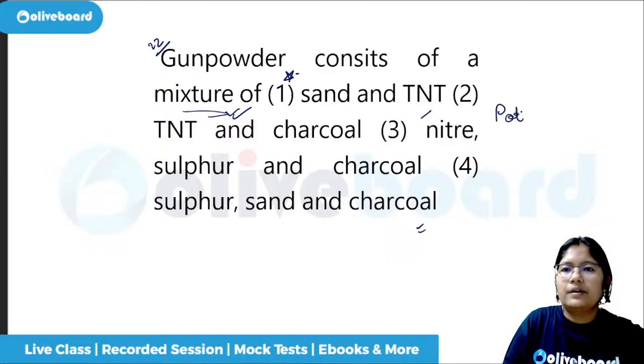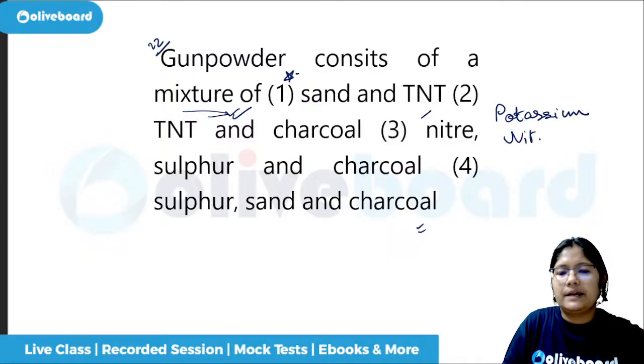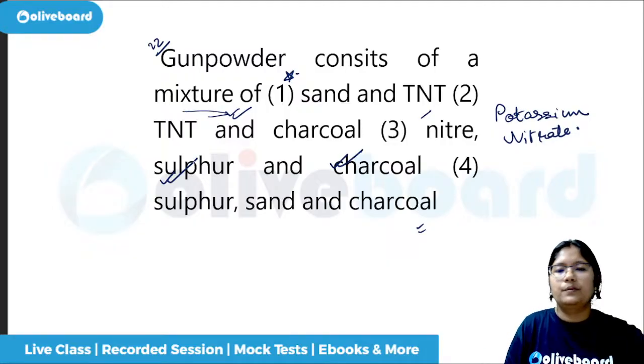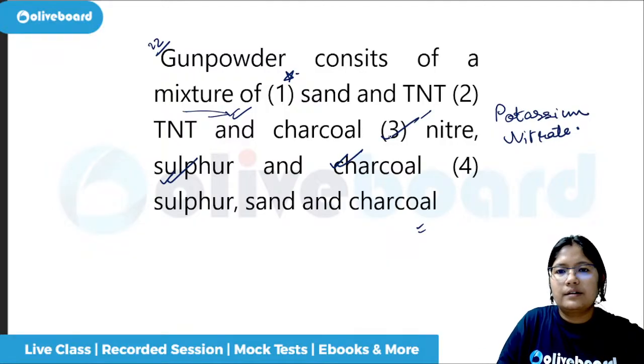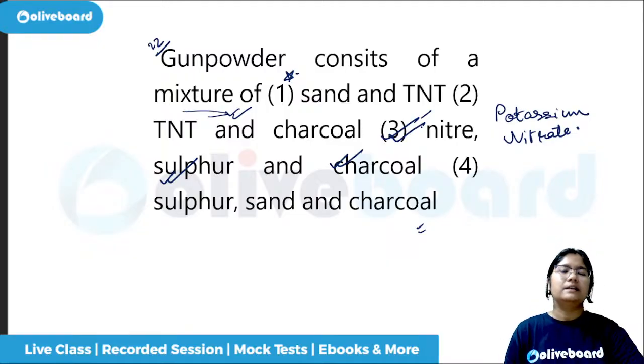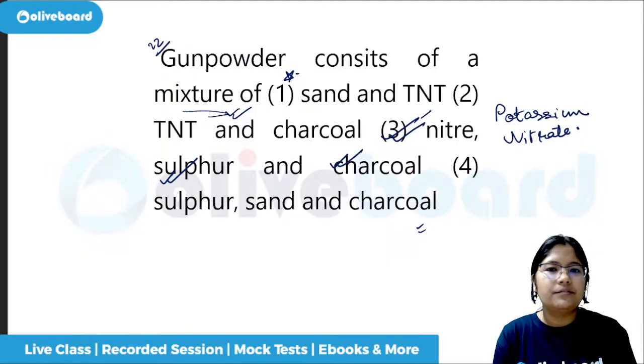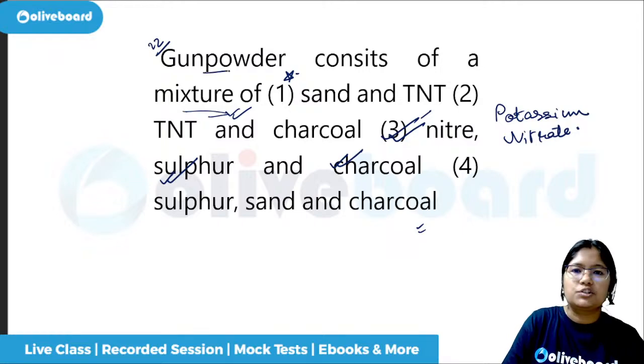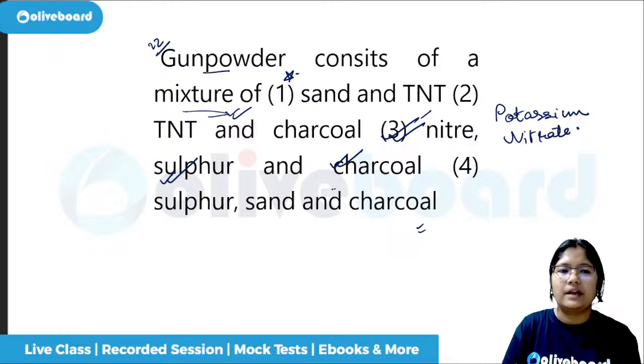It will have the potassium nitrate, then there will be charcoal, then there will be sulfur. Okay, so option number 3, that is potassium nitrate, sulfur and charcoal is the correct answer. Gunpowder is the mixture of potassium nitrate, sulfur and charcoal.